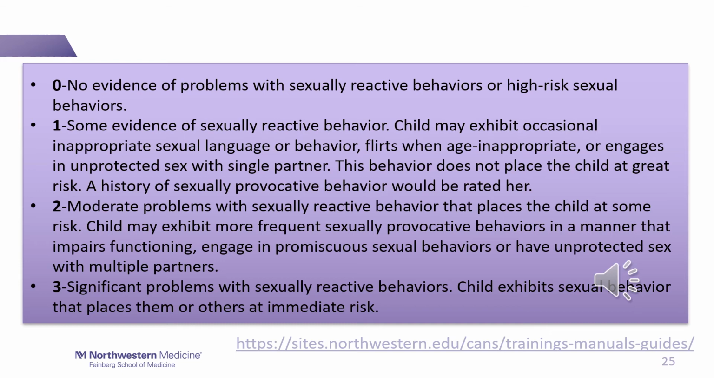2: Moderate problems with sexually reactive behaviors that place the child at some risk. Child may exhibit more frequent sexually provocative behaviors in a manner that impairs function, engages in promiscuous sexual behaviors, or have unprotected sex with multiple partners. And a 3: Significant problems with sexually reactive behaviors. Child exhibits sexual behavior that places them or others at immediate risk.